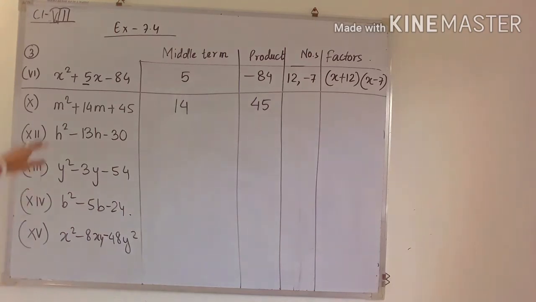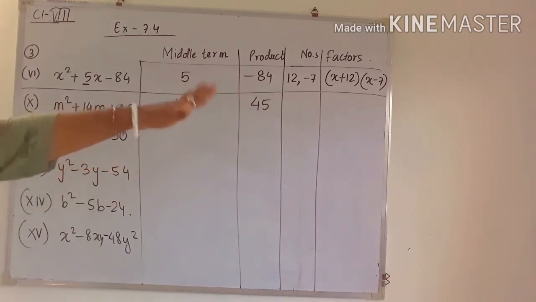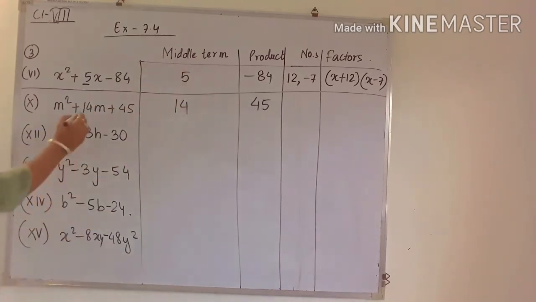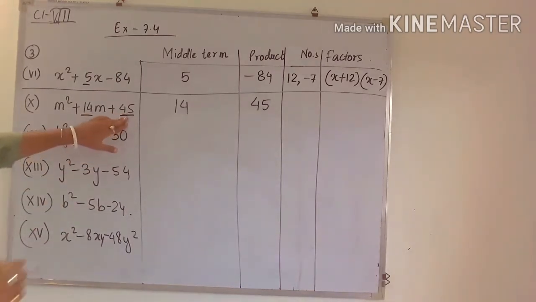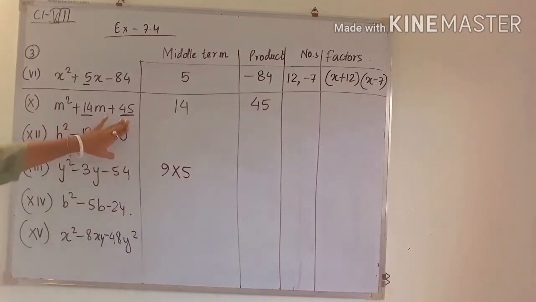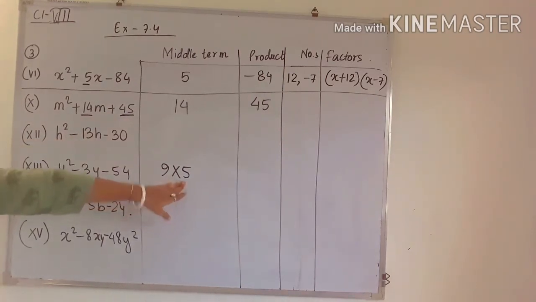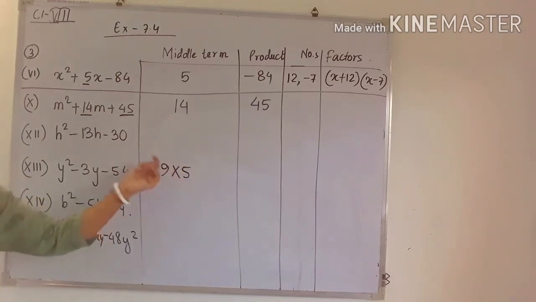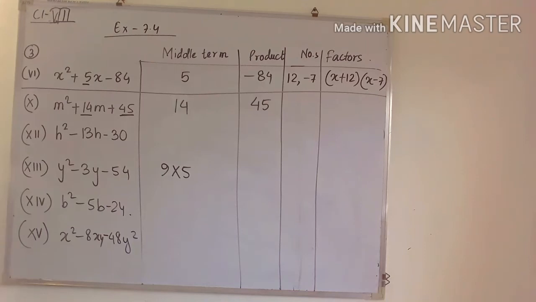So see the next one, next is m square plus 14m plus 45. You can see here there is no negative number, that means our numbers will not be negative, and when we write the factors they are also positive numbers. So this is 14, the sum, and the product is 45. When you factorize 45, you will get 9 into 5, 9 5s are 45. When we add 9 and 5 we will get 14. So 9 and 5 are the two numbers which when we multiply we get 45, and after adding we get 14.